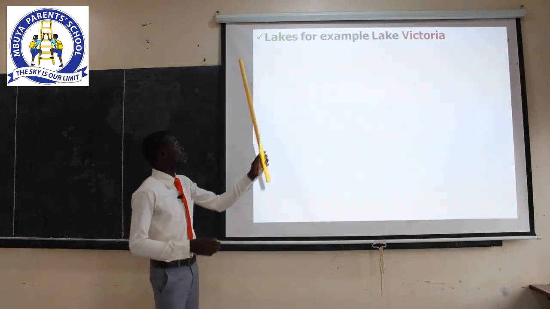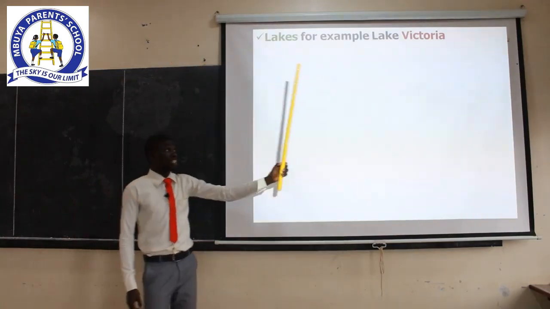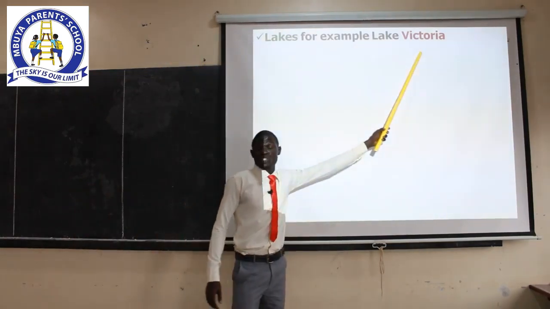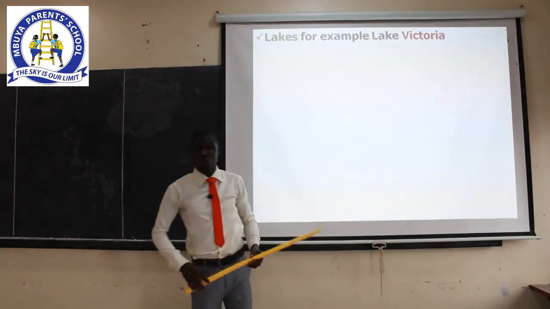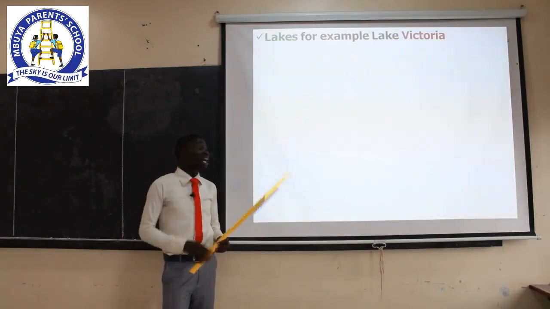Another physical feature that is found in Kampala are the lakes. And that lake that we see in Kampala is Lake Victoria. And I know most of you know this lake because it is one of the lakes that is talked about.